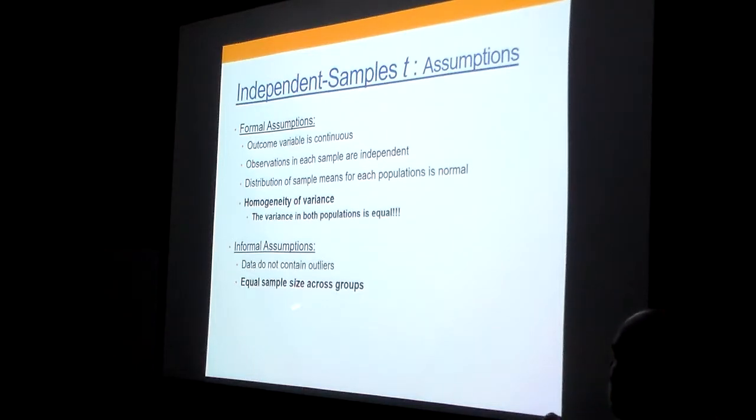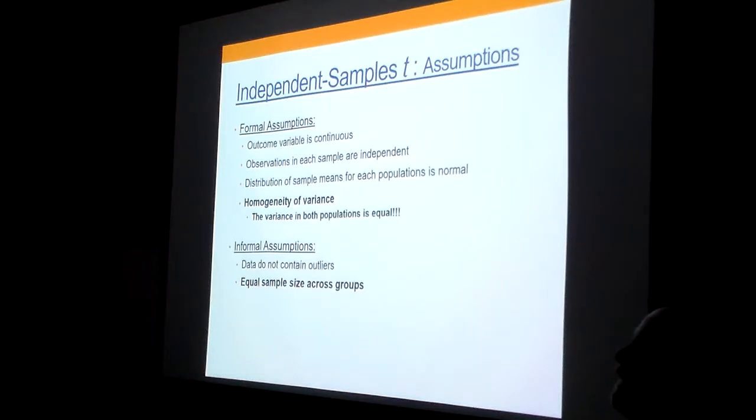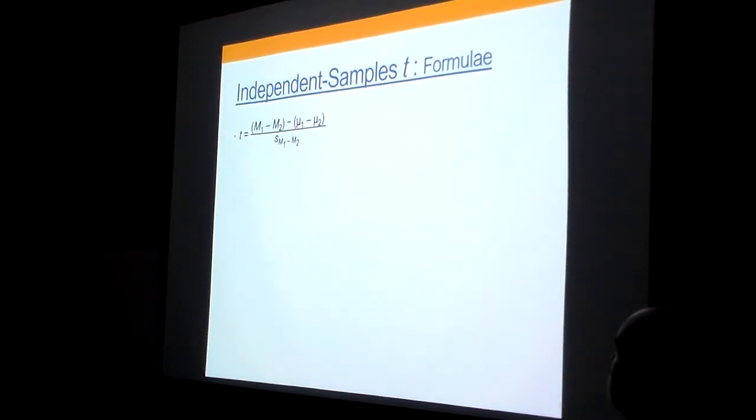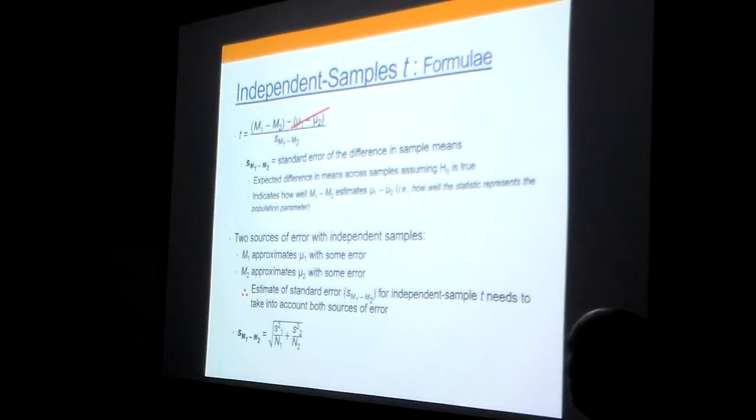Informal assumptions: don't contain outliers, equal sample sizes. If we've got one or two people different, not a big deal. If we've got a lot of people different, that starts to make our test less robust to violations and things along those lines. So we talked about standard error of the difference in sample means.